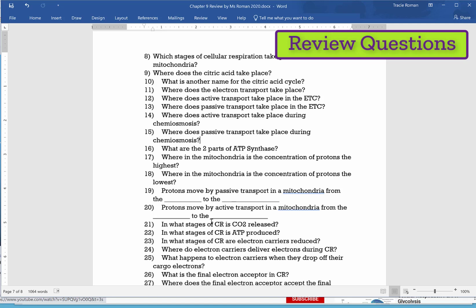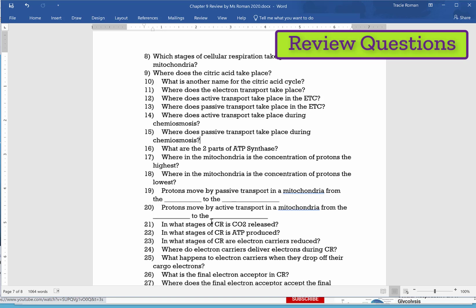Question 19. Protons move by passive transport in a mitochondria from, so passive transport is from the inner membrane space to the matrix. And protons move by active transport from the matrix into the inner membrane space.